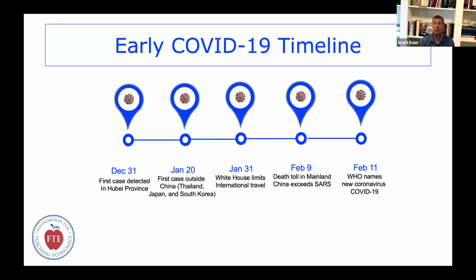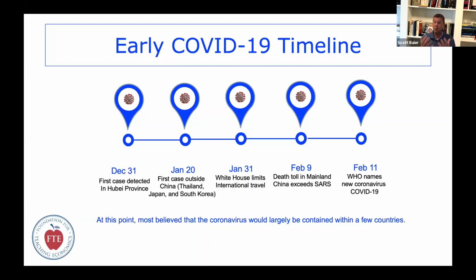On January 31st, the White House limited international travel into the US. On February 9th, the death toll in mainland China exceeded SARS. And on February 11th, the WHO named the new coronavirus COVID-19. So this is basically a month and a half in. At this point in time, most economists, in fact, I went to the National Association of Business Economists conference at the end of January, and there was some talk about how COVID may impact the economy.